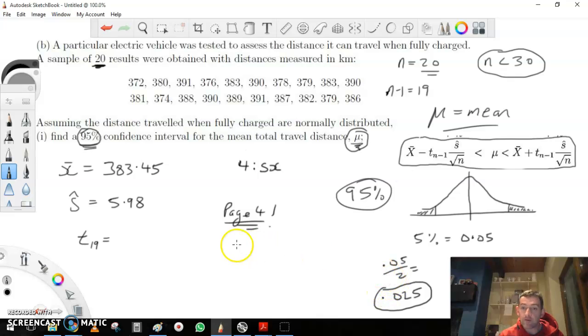So for our t-stat, we're going to be looking up the column 0.025. If we look on page 41, our degrees of freedom is 19, and then we're going over 3 columns, because column 3 is the column that's associated with 0.025. We go down to 19 and go across, and we get 2.093. So our t number is going to be 2.093, and that's where 2.093 comes from.